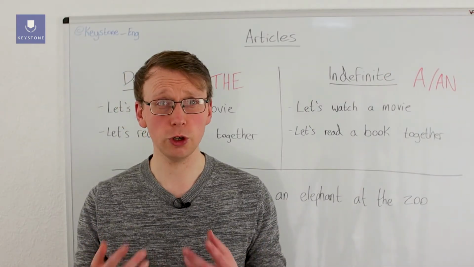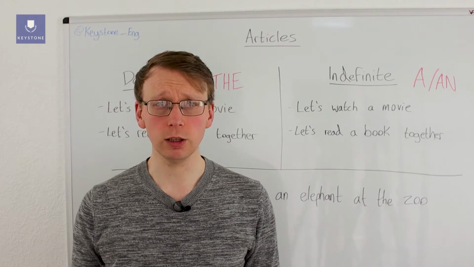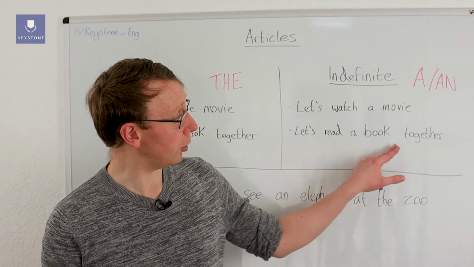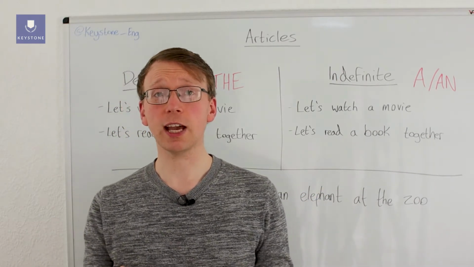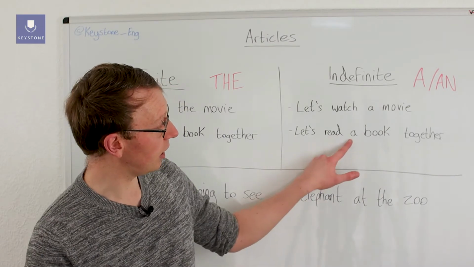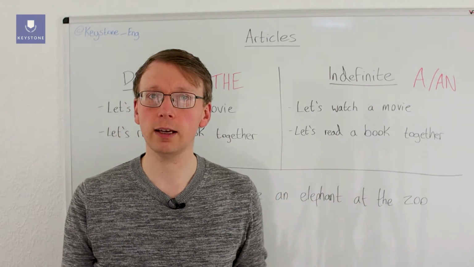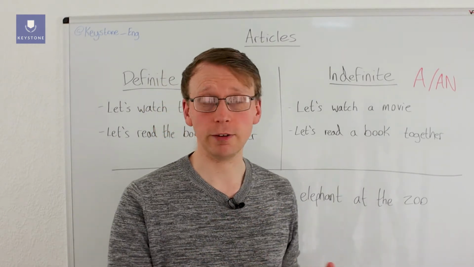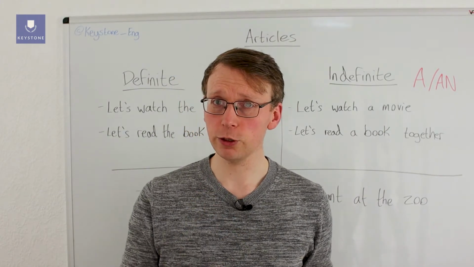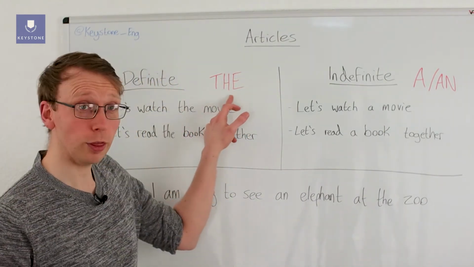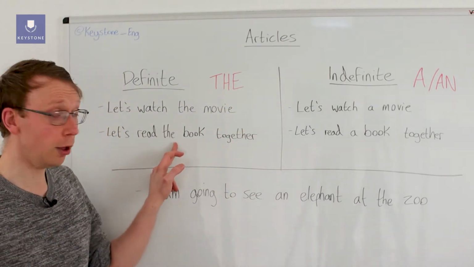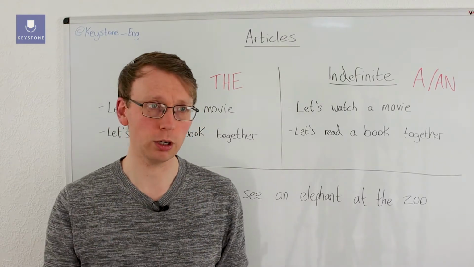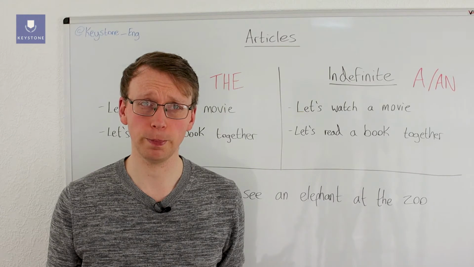Okay, let's look at another example. Now, I absolutely love reading books. So I might say, let's read a book together. Because I am using the indefinite article a, you can tell that I am suggesting that we read together, but I am not talking about a specific book. If I use, however, the definite article, the, let's read the book together, then that would mean that I was talking about a specific book that we had already referenced.